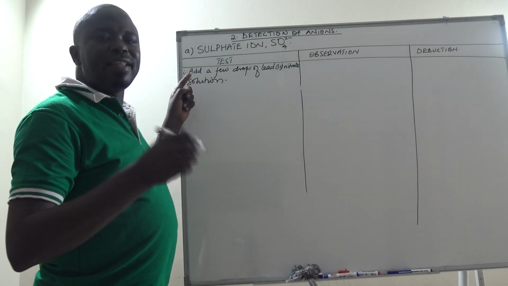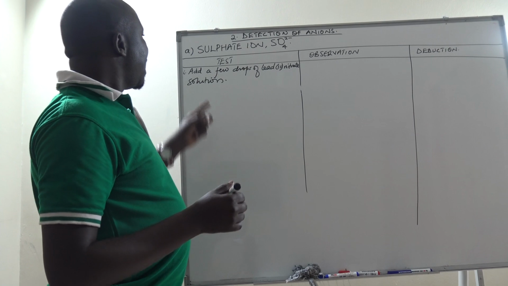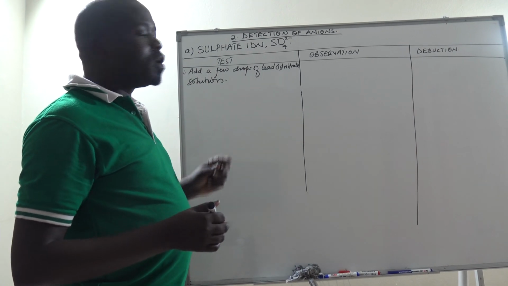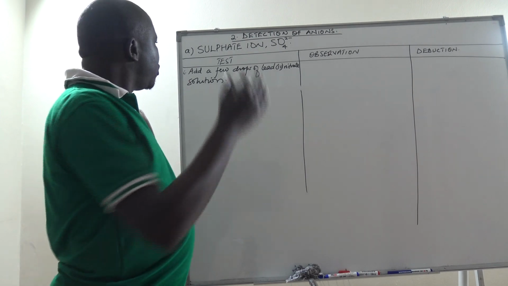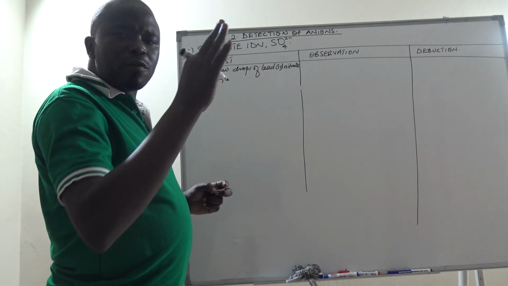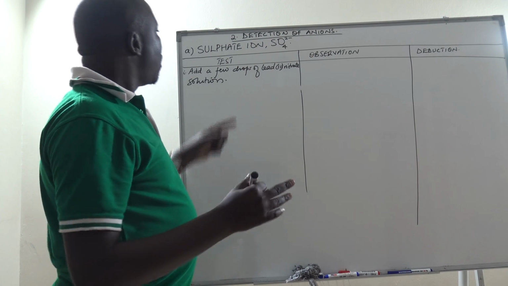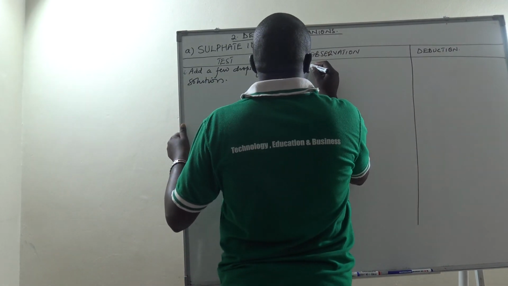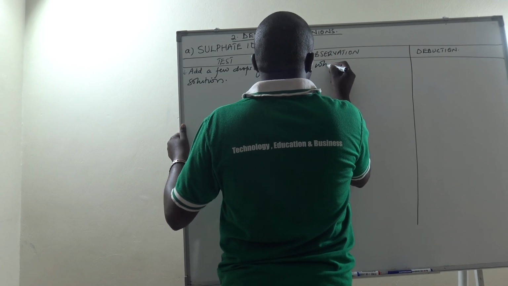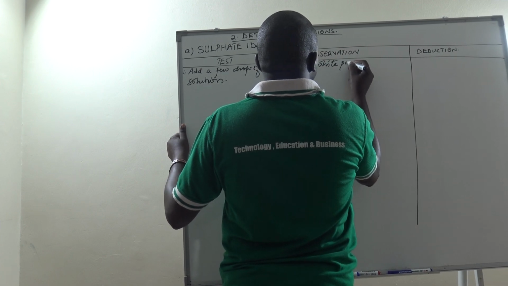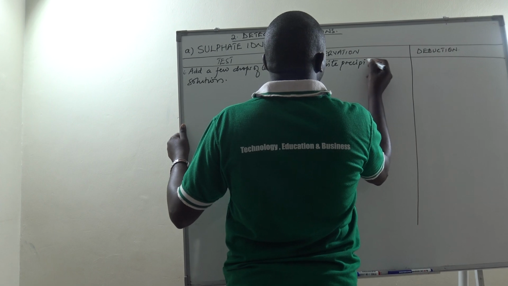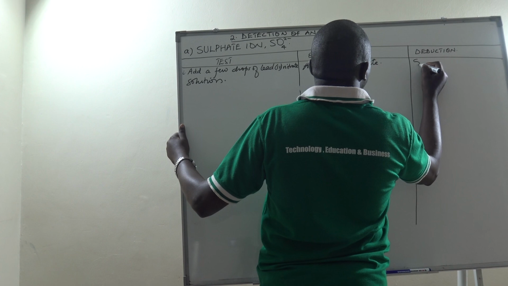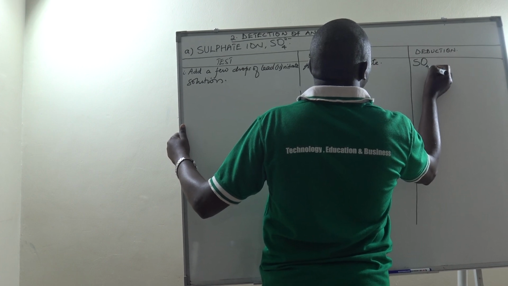Sometimes they specify the number of drops. They can say add 3 drops, add 4 drops, add 2 drops, or they give you a range. Add 2 to 3 drops, add 4 to 5 drops, add 3 to 4 drops of lead II nitrate solution. When you do this, you are going to get a white precipitate. And this indicates that there is sulfate ion.